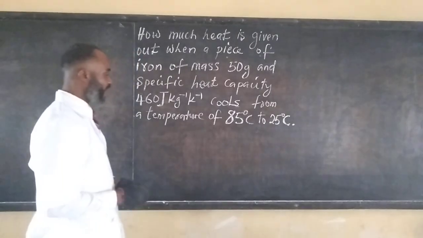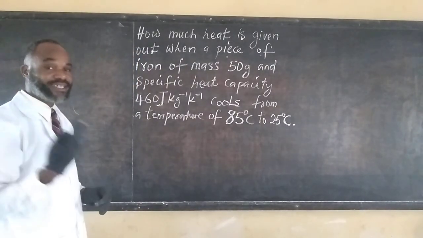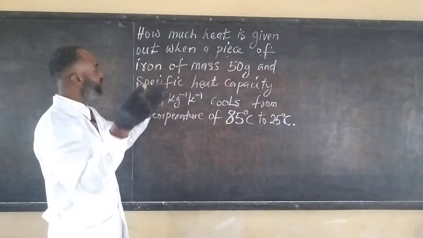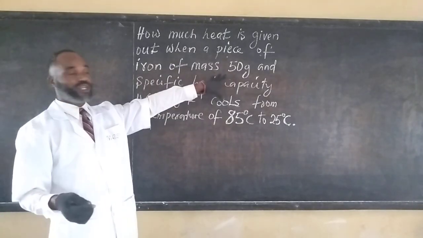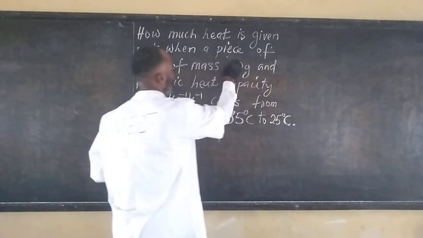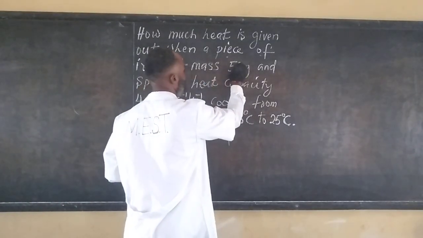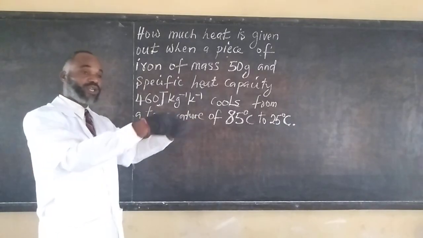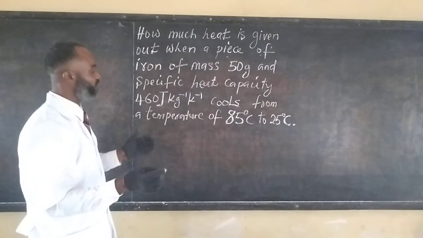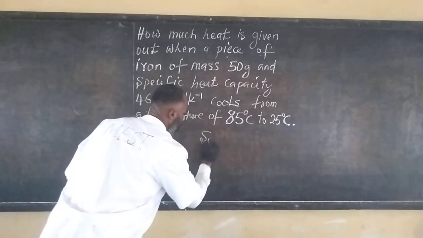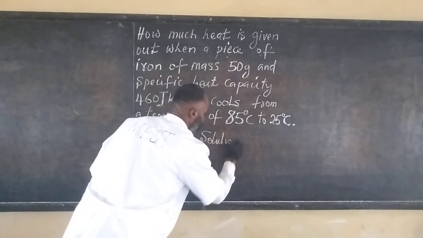So we are expected to calculate the heat given off, or given out, when a piece of iron of this mass and specific heat capacity cools off. That means the iron must have been heated to a certain temperature, and now it's cooling off. All right, what we need to do first of all is write a solution.